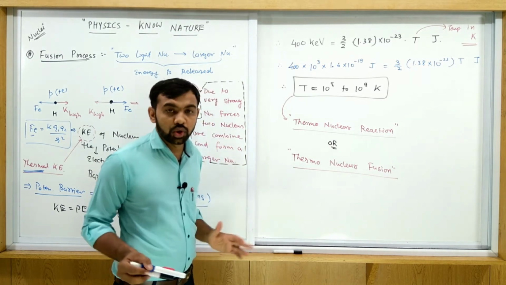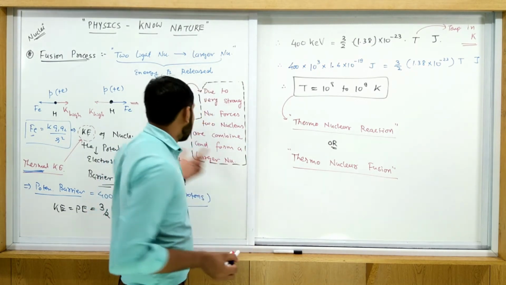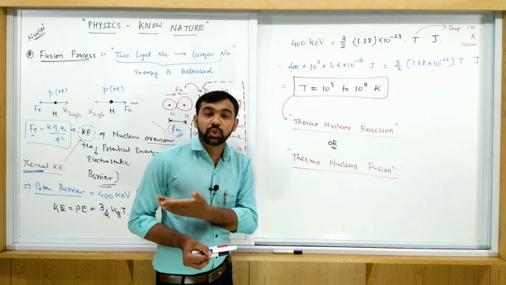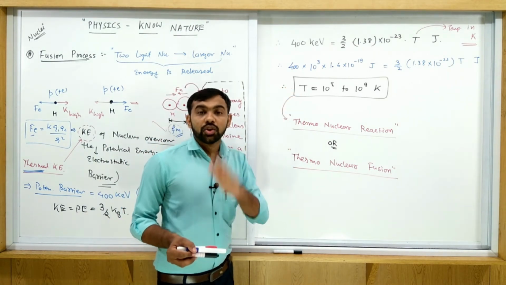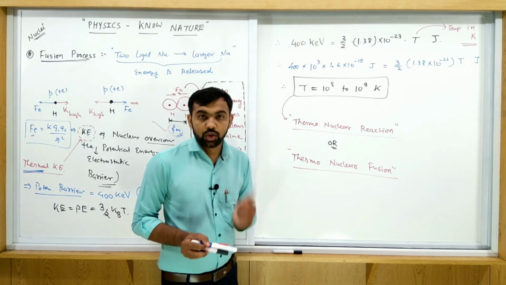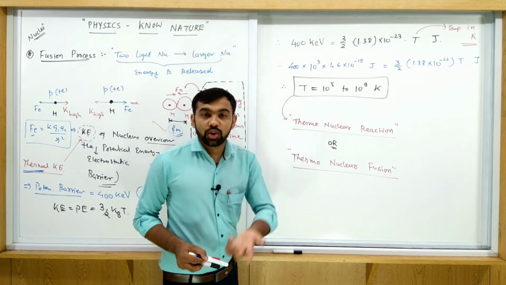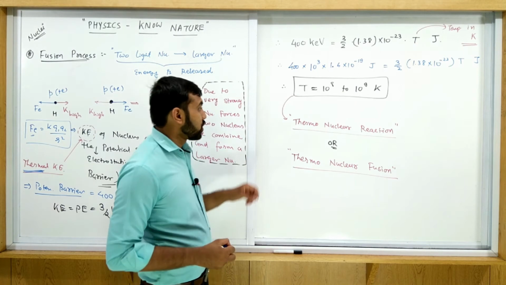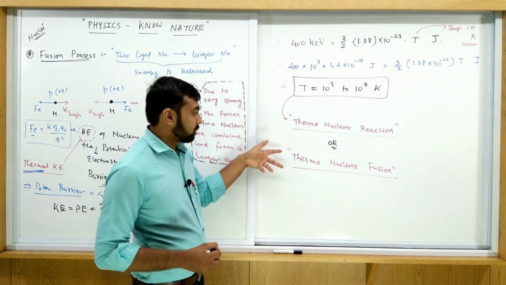At this high temperature given to both nuclei, the process starts, otherwise not. If we do not give this much temperature to both nuclei, then they do not overcome the electrostatic repulsive force. Both must overcome this force to combine with each other. So that is the simple theory of thermonuclear reaction or thermonuclear fusion.